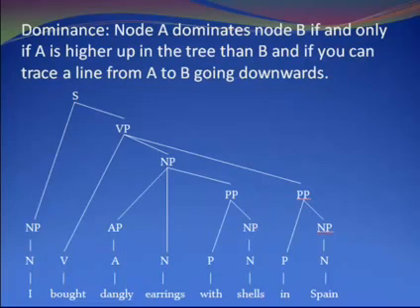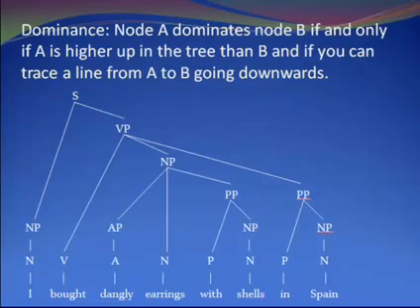Now, when you look at the tree, there's one node that dominates all the other nodes. Can you see which one it is? Exactly, it's the S node, the sentence node at the top. So a sentence node dominates all the other nodes in the tree, because if you apply the definition, you find it's higher up than all the other nodes in the tree, and you can trace a line from S to all the other nodes by just going downwards.